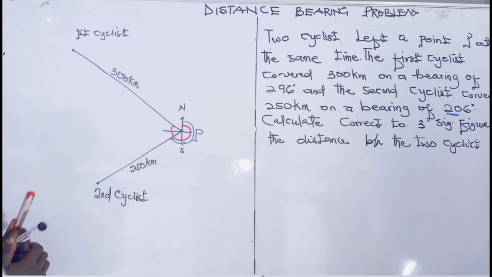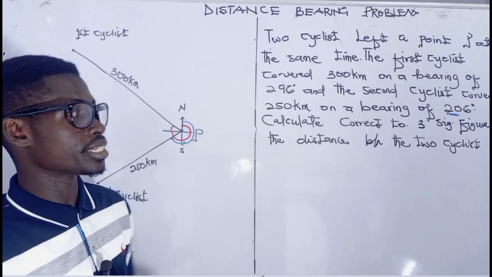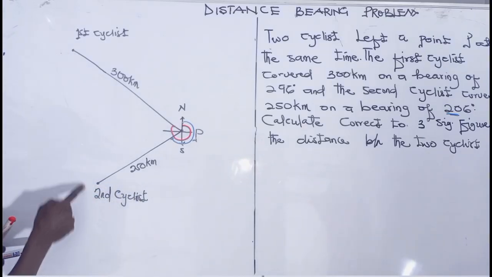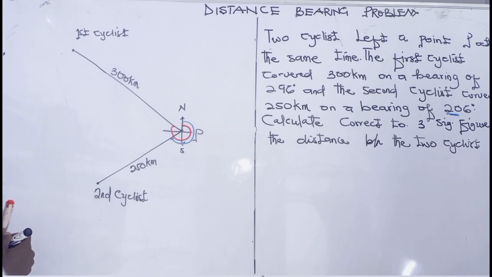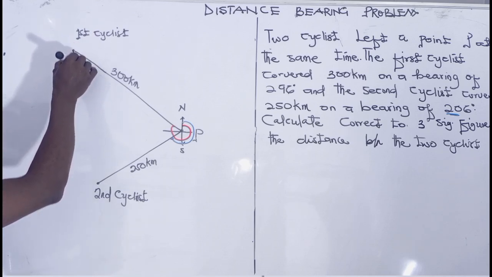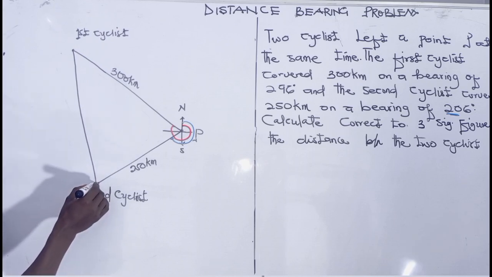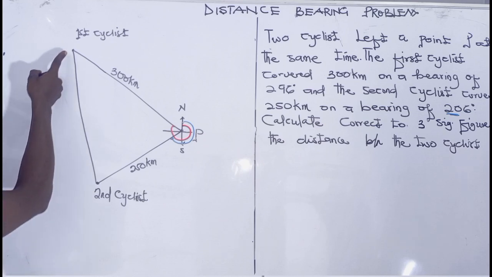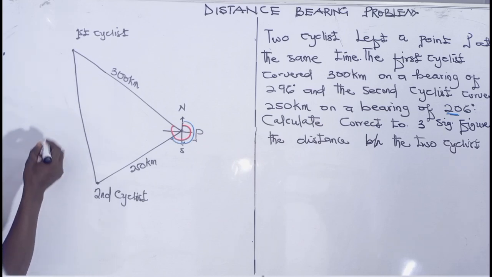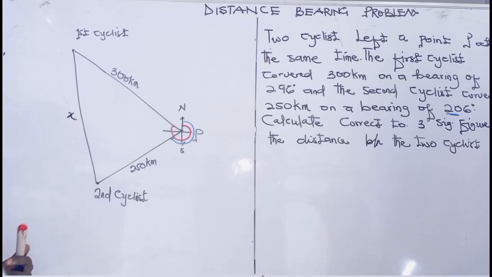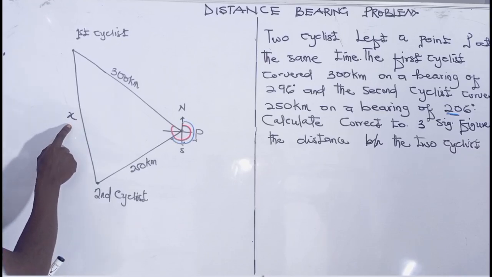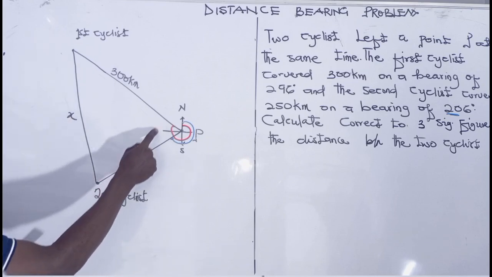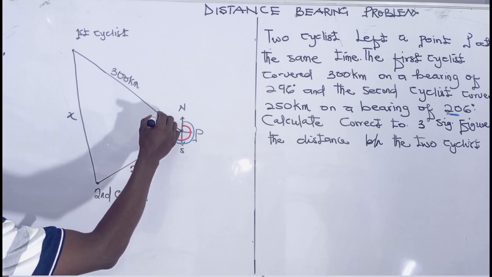Now our task is to calculate, to three significant figures, the distance between the two cyclists. So we want to calculate the distance between these two cyclists. If that is the case, let's join the first cyclist to the second cyclist. So this is what we want to calculate, the distance between this point and this point. Since we don't know that, let's use x to represent it. To be able to find the distance between the two cyclists, which is represented with x, we need to find this angle.